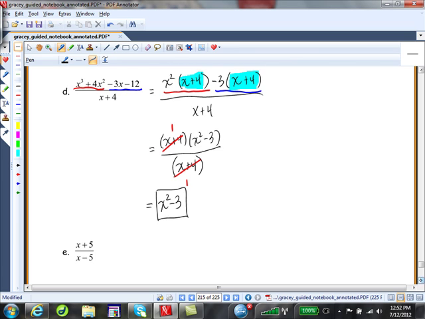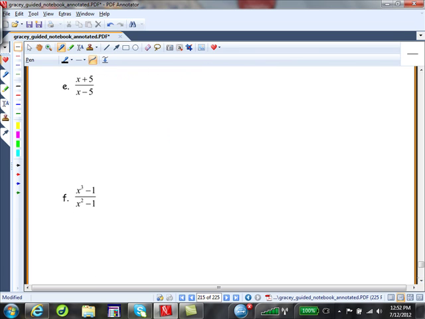Okay, part E. What do you think about part E? Can we do anything? No. This is already simplified. Okay? Don't get crazy and start crossing out x's. There's no common factor. All right? You've got an x plus 5 in parens and an x minus 5 in parens. Is there any parentheses exactly the same in every way? No. All right? So it's already simplified.